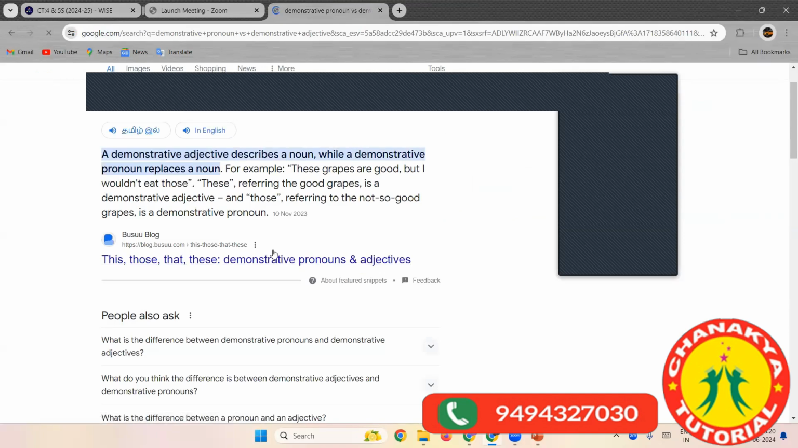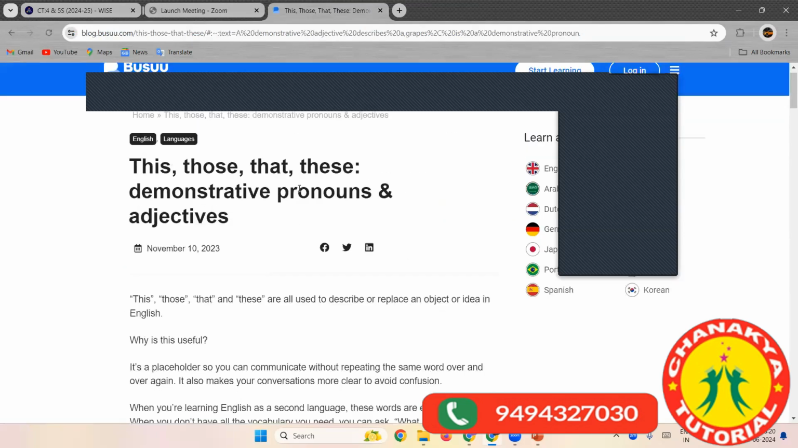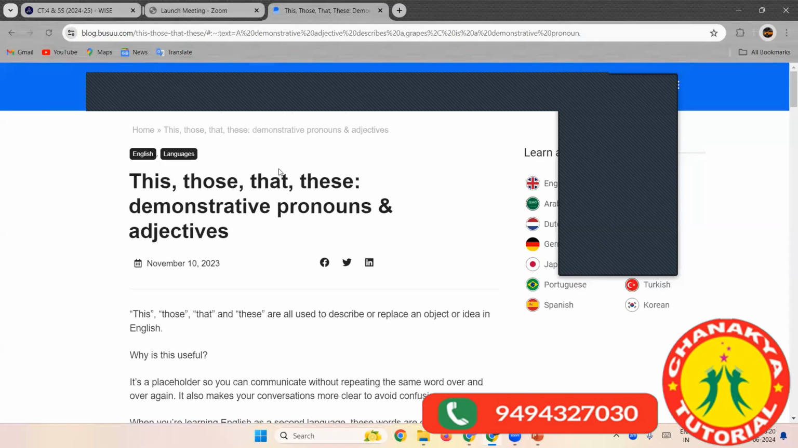Good. So basically, I'll open this blog. In future classes, you will be coming across something called demonstrative. So what are demonstrative pronouns and demonstrative adjectives? Demonstrative means representing a little deeper pronouns and adjectives. For example, today we will see this, those, that, and these. First of all, you should know that all these four are both demonstrative pronouns as well as demonstrative adjectives.